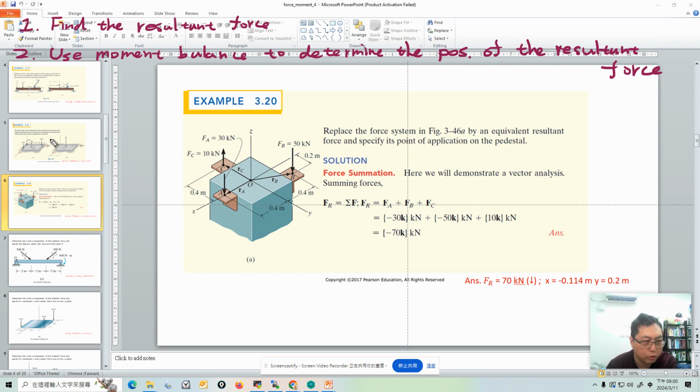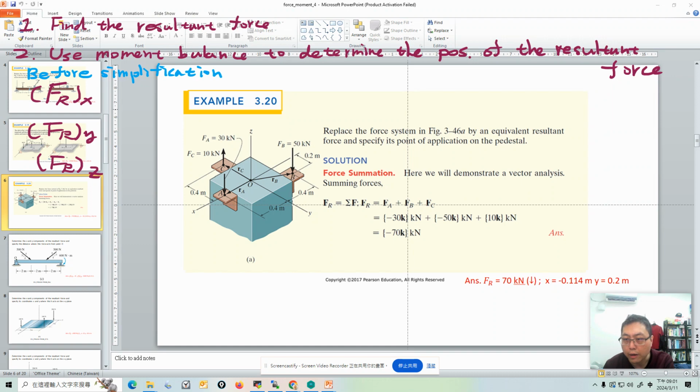Let's look at this. First of all, because it's a 3D problem, the resultant force has an X component, a Y component and a Z component. I make a note here: before simplification, let's see.